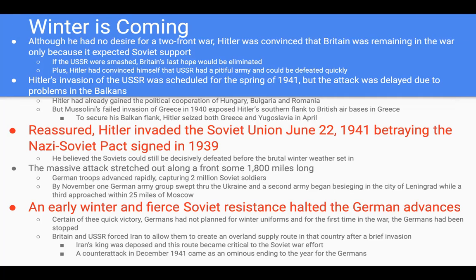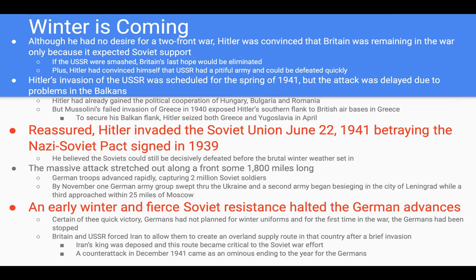Oh, those Balkans. Hitler had already gained the political cooperation of Hungary, Bulgaria, and Romania, but Mussolini failed to invade Greece successfully, and Greece was being helped by the British at the time. And so Hitler didn't like that. Hitler's southern flank was open to British air bases from Greece, so he did not want to be a sitting duck. So to secure his Balkan flank, Hitler seized both Greece and Yugoslavia in April.